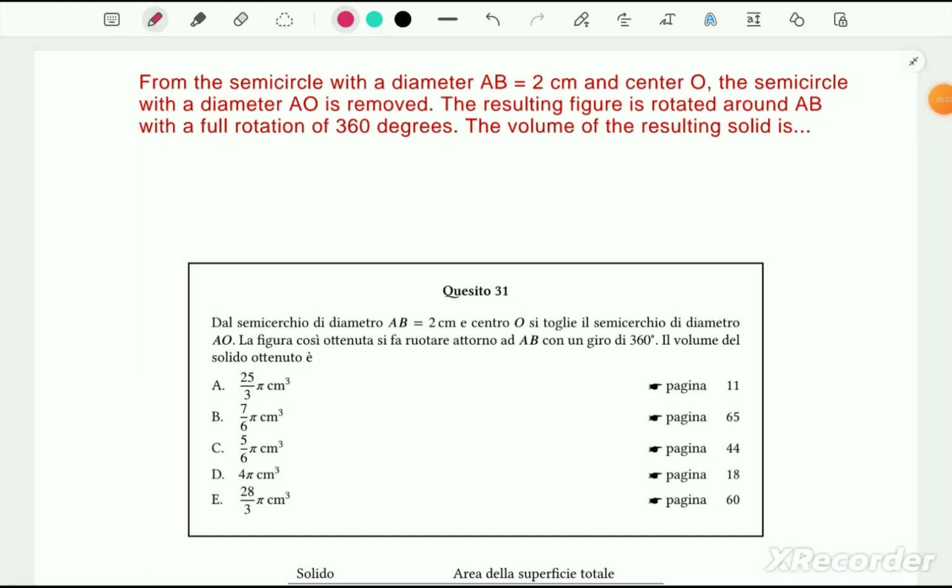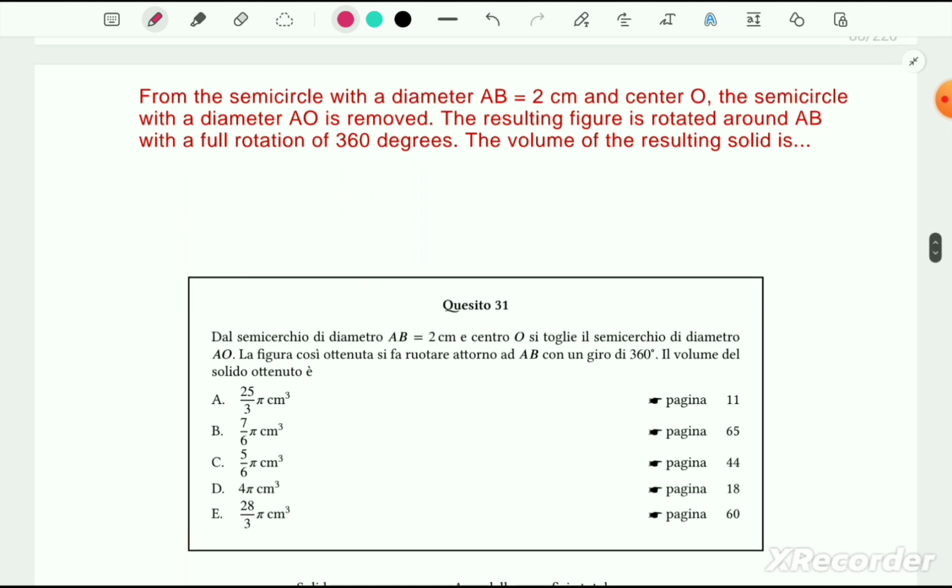So in this tutorial, we are going to solve 31 to 40 from Mentor's Mathematica. So this is our 31st problem. Let's start.